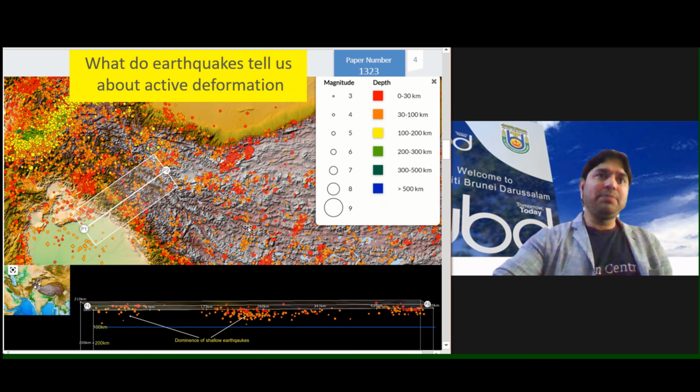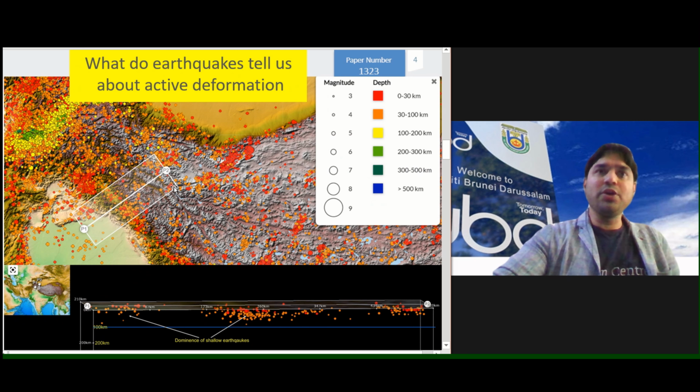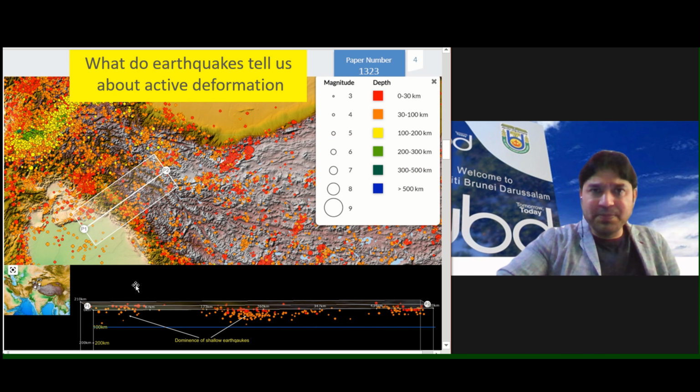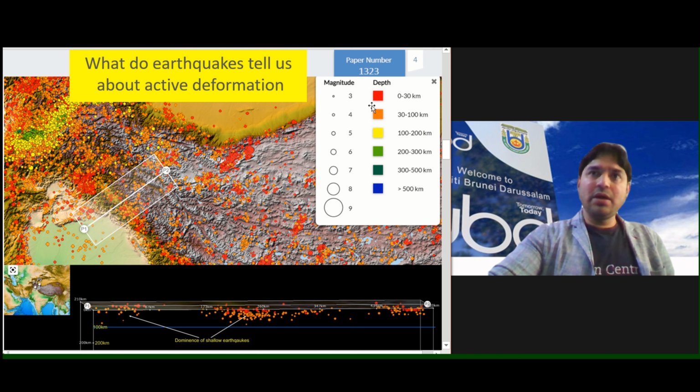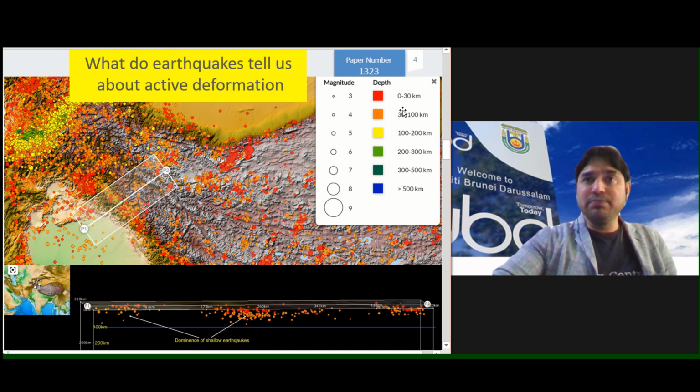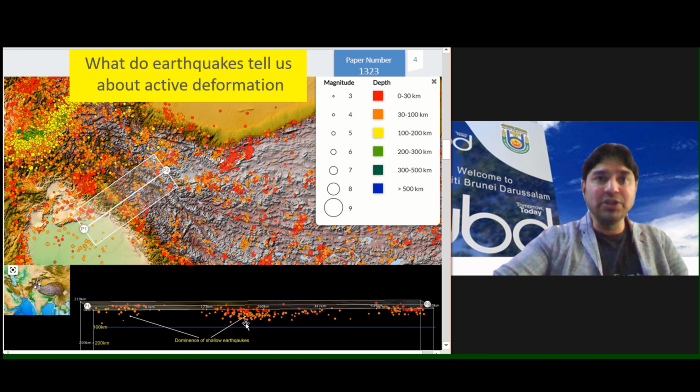Okay, so here, for example, what I did, I took a very quick section of this and tried to see, okay, if you have seismicity, you can see that seismicity is everywhere. And look, the earthquakes, most of the depth of these earthquakes is less than 100. See, this is the 100 line.